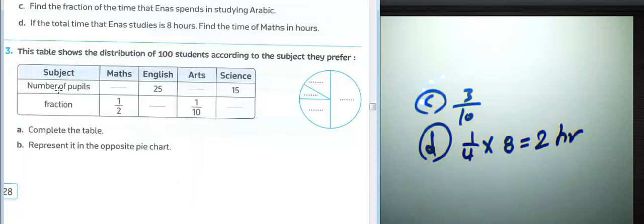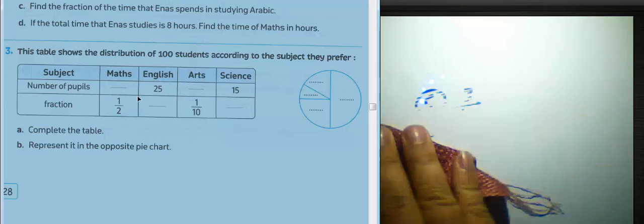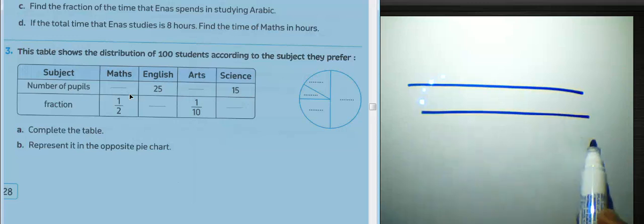Okay, this table shows the distribution of 100 students according to the subject they prefer. Math is half of 100, it will be 50. Okay, 50 students like math. So we write here 50 in this table.